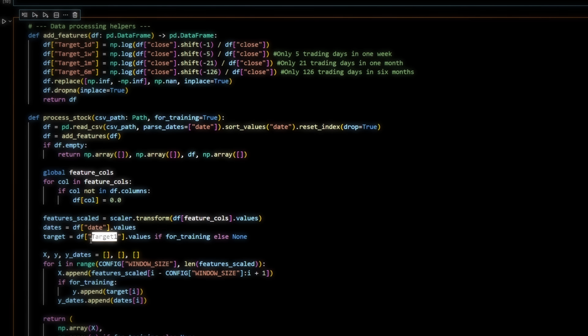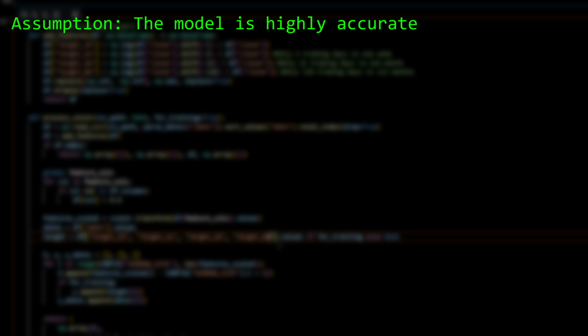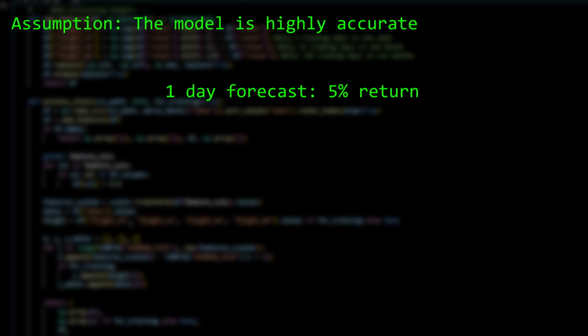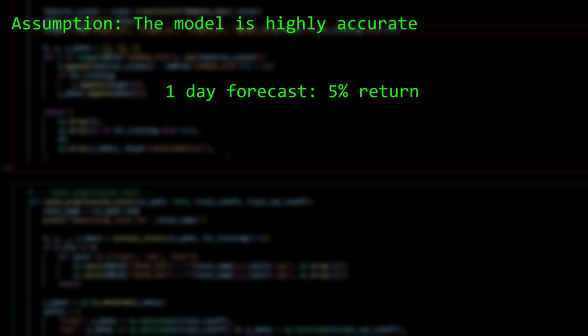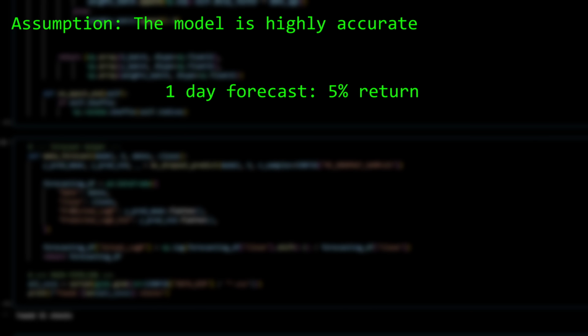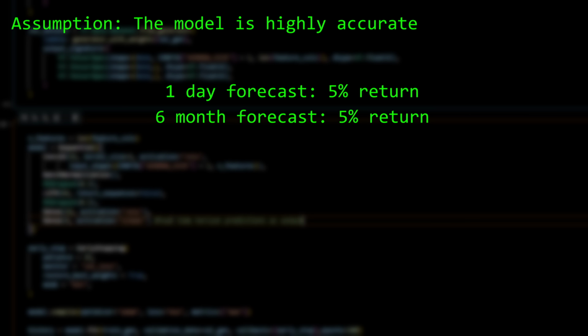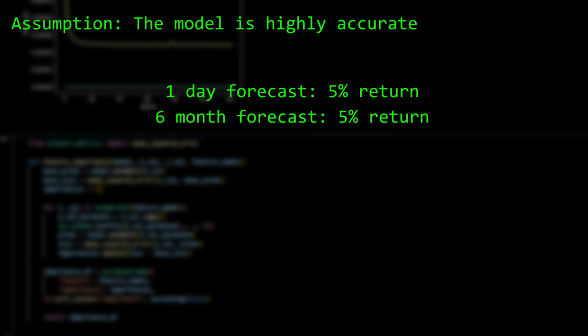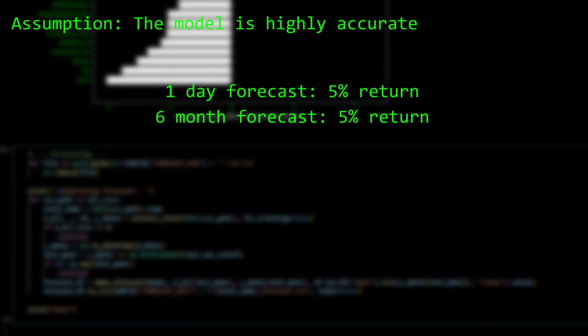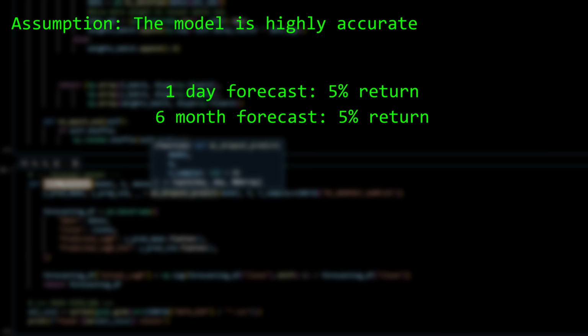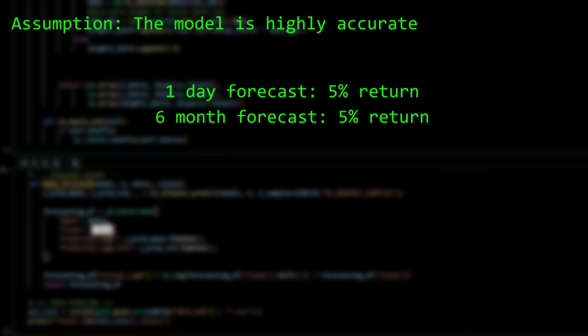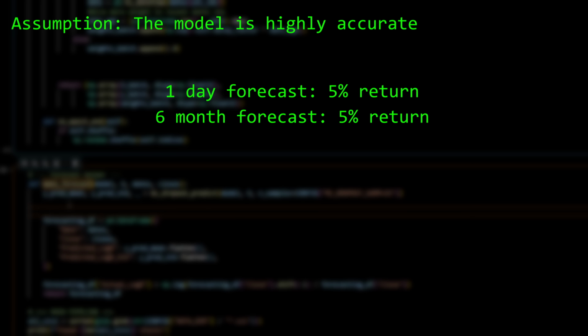So here's my idea. Let's say, for example, that our model is highly accurate and that we predict that a particular stock will go up by 5% during our 1 day forecasting prediction. Now, let's say that we also predict that the same stock will go up by 5% in our 6 month prediction. Which one would you pick? Would you decide to buy now and sell at close the next day and lock in this guaranteed 5% return? Or would you hold it for 6 months and still receive the same 5% return? I mean, the answer seems kind of obvious to me. We would probably pick the 1 day option.